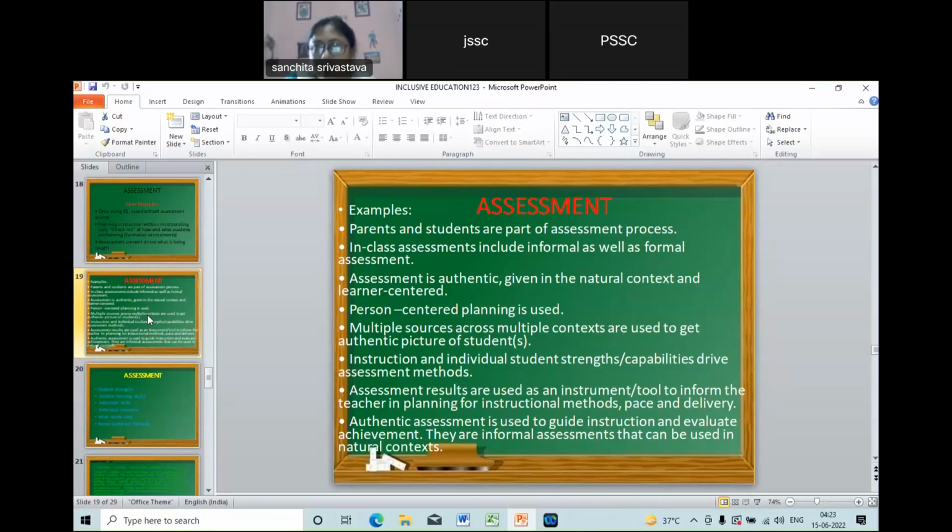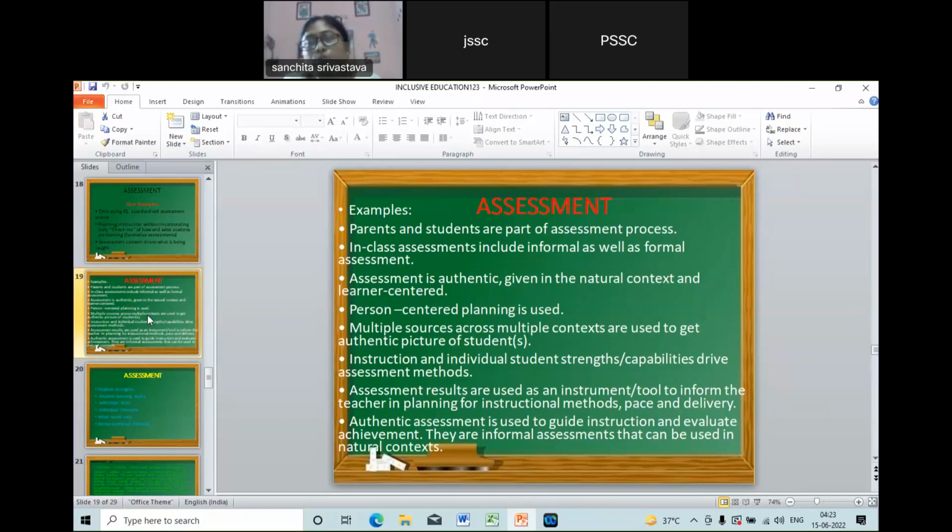So if the child is good in maths, and is getting a few grades lesser in English and the like, the report card could be adjusted that way. That is what NEP deals with. NEP is very, very flexible. That is why they have included inclusive education in it. Then, instruction and individual student strength and capability drive the assessment method. That means individual need should be there, and the test should be taken according to the individual capacity.